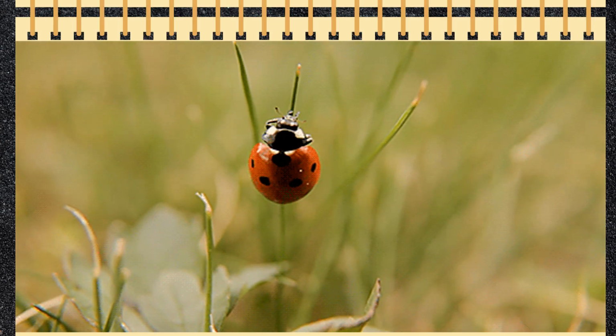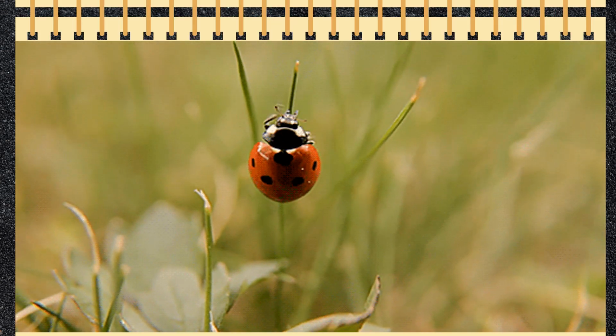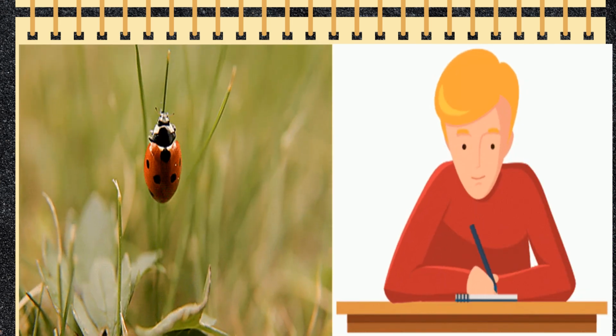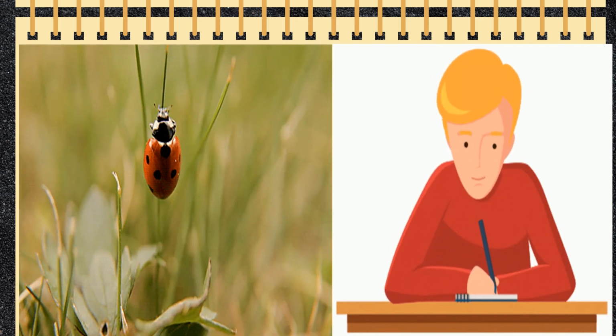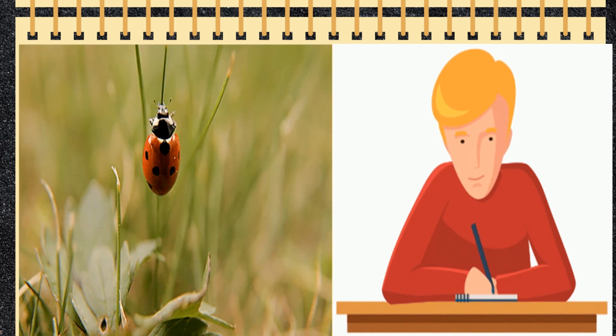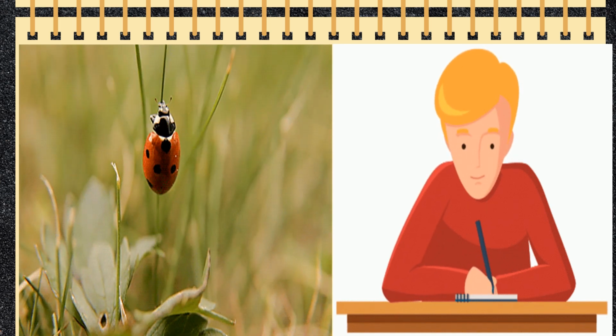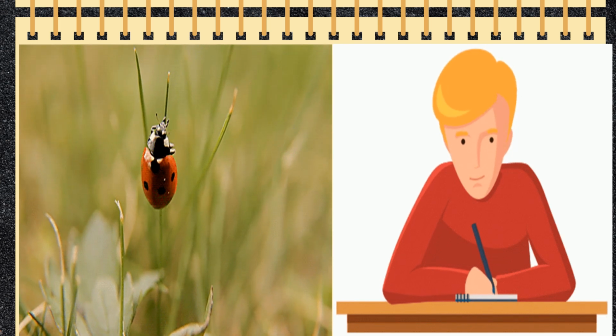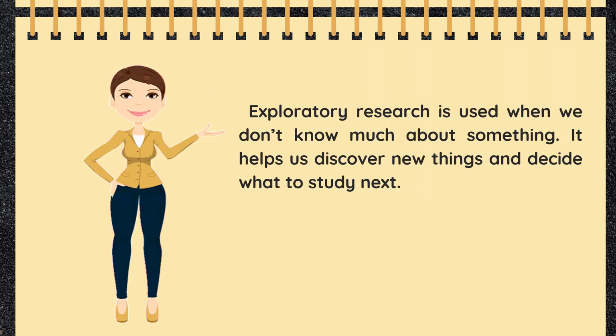For example, imagine you find a new bug in your backyard that you've never seen before. You start by looking closely at it, noting its size, color, and behavior, and maybe even ask others if they know what it is. This research is just the beginning to find out more about this unknown bug. Exploratory research is used when we don't know much about something. It helps us discover new things and decide what to study next.